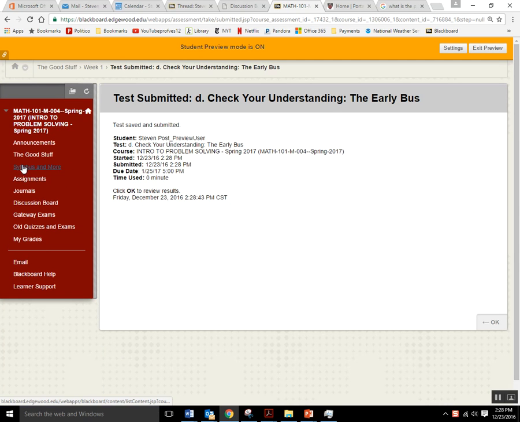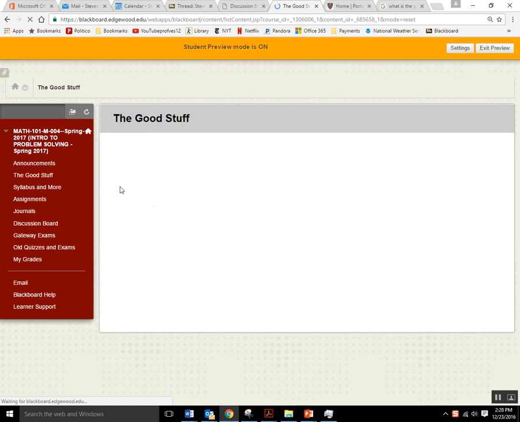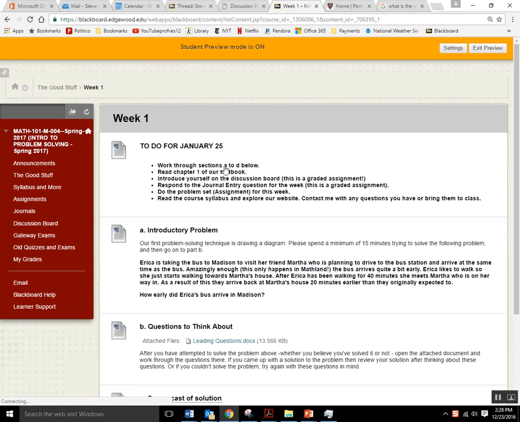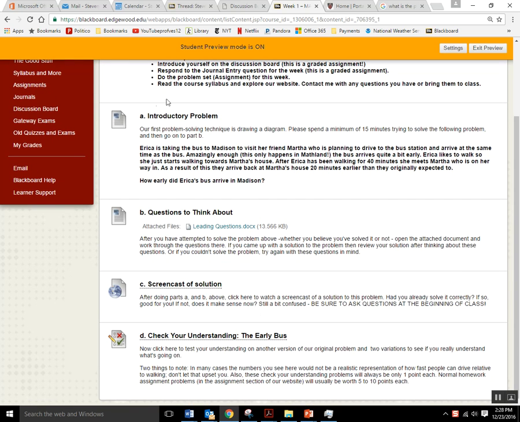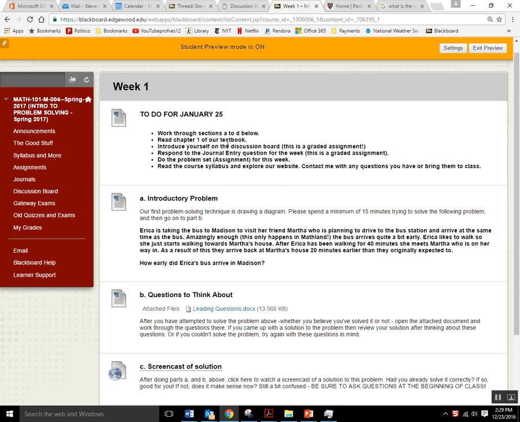Okay, so back to where we were, the good stuff, week 1. One of the things you're going to do is work through these 4 sections below. Another thing you're going to do for the week of January 25th is read chapter 1 of our textbook. Another thing you're going to do is go to the discussion board and introduce yourself. So over here is the discussion board. We'll look at that in a minute.